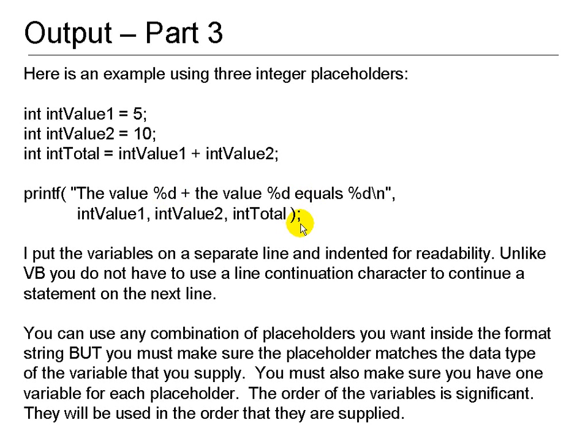You can use any combination of placeholders you want inside the format string, but you must make sure the placeholders match the data type of the variable that you supply. You must also make sure that you have one variable for each placeholder. C gets very upset if you don't give it enough variables. Now the order of variables, as I said, is significant. They will be used in the order that they are supplied. Let's go test that in Visual Studio.